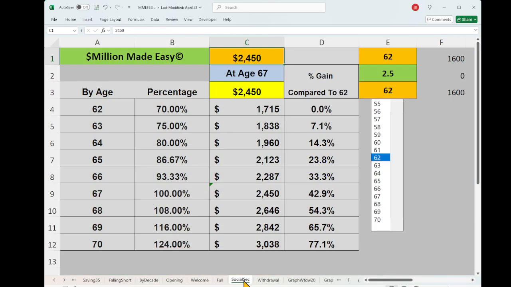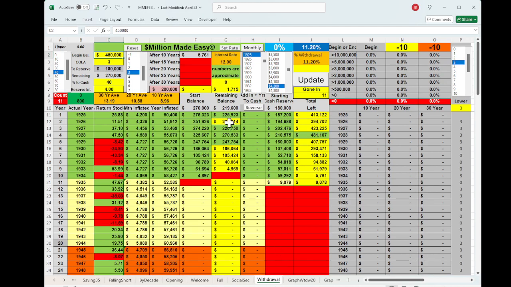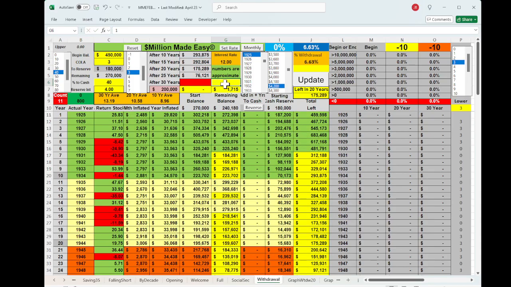His Social Security is going to be $2,450 at age 67, but he's 62 now, so he's going to get 70% of that, so he's going to get $1,715. At least we're going to run the numbers for that initially. So of this $4,200 that he needs, he's going to get $1,715 coming from Social Security, so he's going to need $2,485 coming from his nest egg. Folks, that's a 6.63% withdrawal rate, quite a bit above the 4% rule.